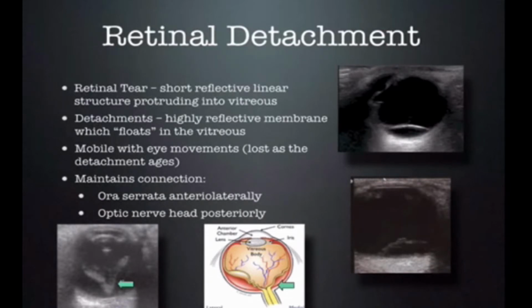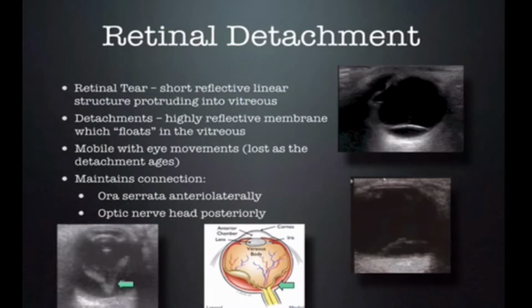Note that a retinal detachment will always maintain connection with the optic disc or the optic nerve and the ora serrata anteriorly. Therefore, when it's a complete detachment, it looks like a V as we have down on the bottom left. A vitreous detachment will not have these connections and will not follow these anatomic norms because it is not a retina, it is part of the vitreous.